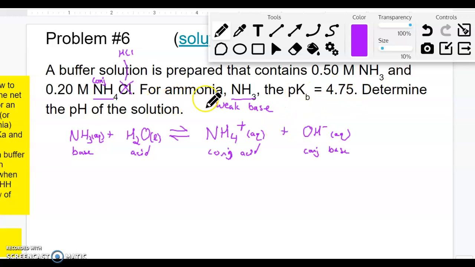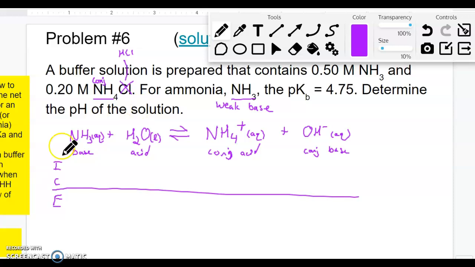Now, determine the pH. Well, if I want pH, I need the concentration of H plus, but they don't tell me the concentration of H plus. But OH minus is here. If I can figure out the concentration of OH minus, then I can figure out the concentration of H plus, because I know the relationship between pH and pOH. And so that's the plan that we want to go about. But because we're in equilibrium, we have to start off with an ICE table.